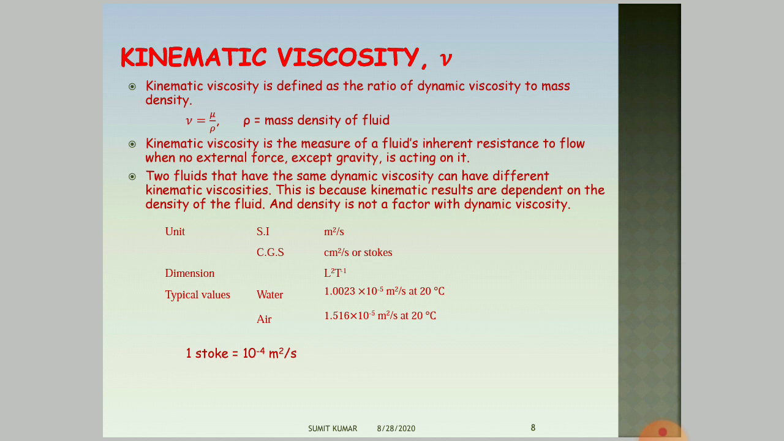Sometimes viscosity is measured in terms of kinematic viscosity, which is defined as the ratio of dynamic viscosity to the mass density. The unit of kinematic viscosity is meter square per second in SI and the Stokes in CGS.